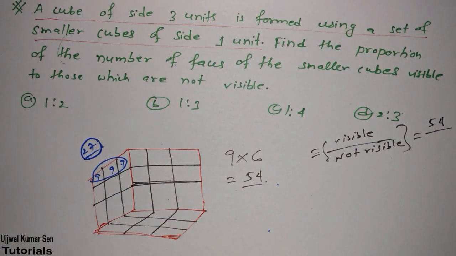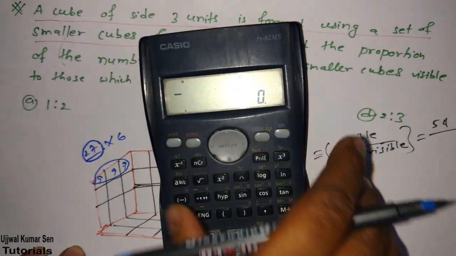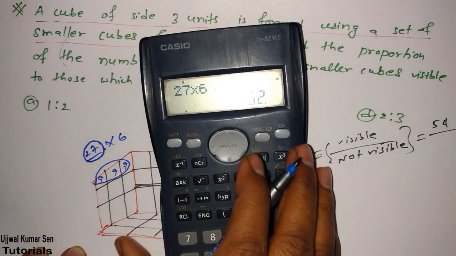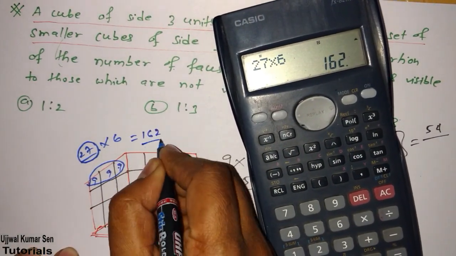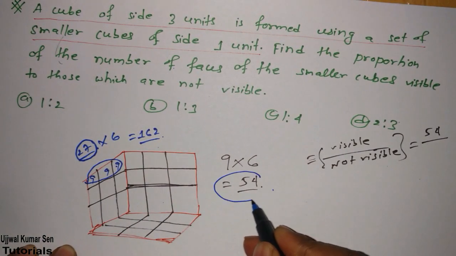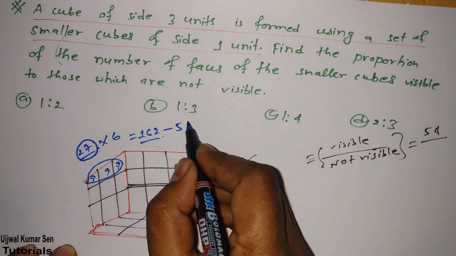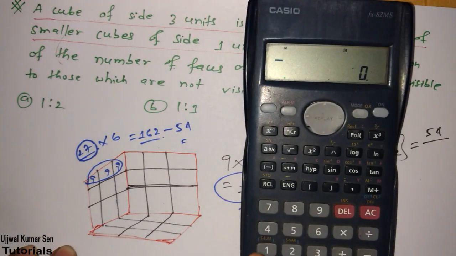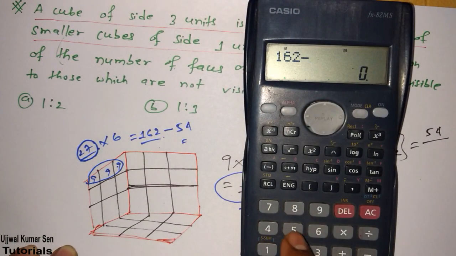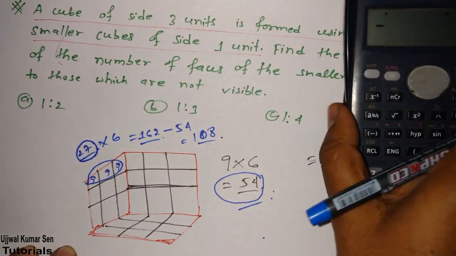Then if 27 small cubes are there, how many faces are there? One cube has 6 faces. 27 multiplied by 6. So let me use the calculator. Why waste time? Because they will allow you to use a calculator. So total faces are 162. Now we have already calculated that total visible faces are 54. So 162 minus 54, how much? I think 108. Yeah, 108 faces are not visible.